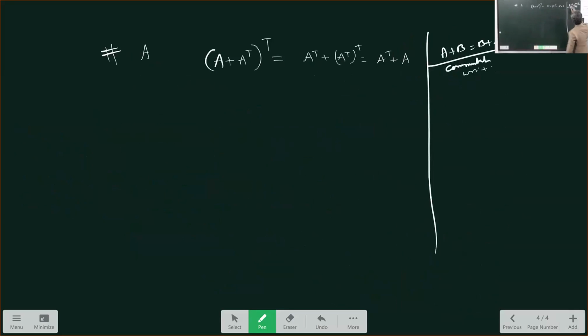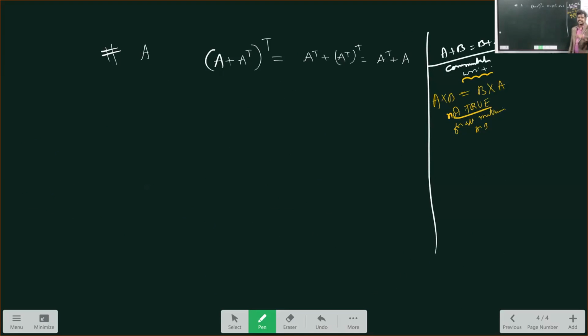So with respect to plus, it is always commutative. But when I'm talking about A into B, that's called multiplication, I cannot say that it equals B into A. This is not true for all matrices A and B. Not true for all matrices A and B. It means for some matrices it is true.